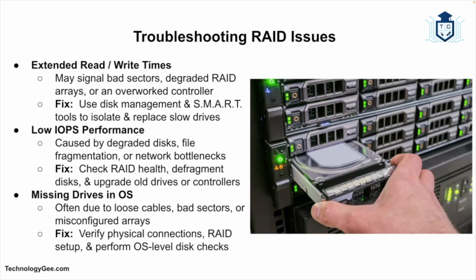Another issue is low performance IOPS, which stands for input output operations per second. This is a metric that indicates how fast your storage can process data. Low performance IOPS can result from several issues. The first is RAID array degradation, where a failed or underperforming disk can lower the overall IOPS. You have fragmented file systems, which tends to happen with traditional hard drives. File fragmentation can significantly slow down read and write operations.